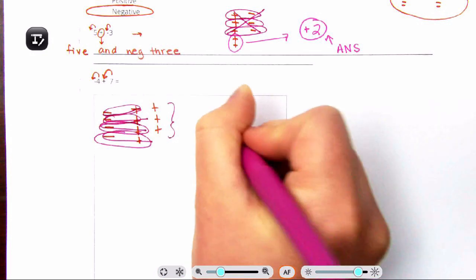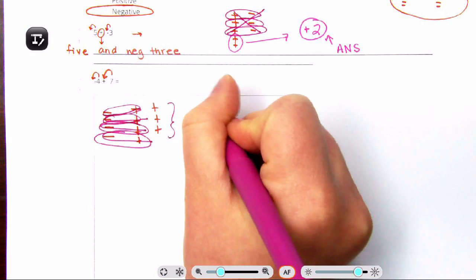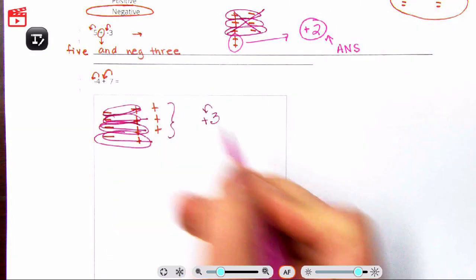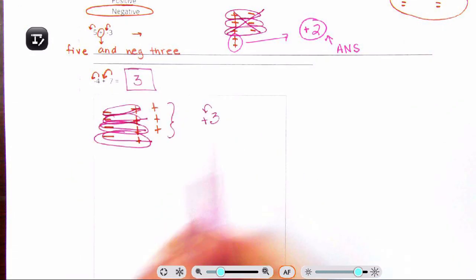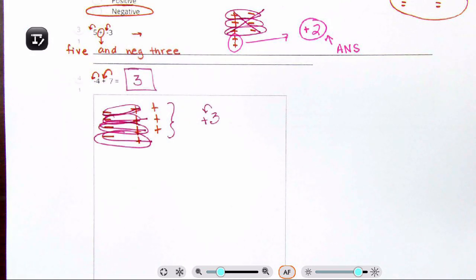What are we left over with? We are left over with 3. 3 what? 3 positives left over. You can write your answer as 3 or you can write your answer as a plus 3. That is your choice. Let's move on to number 5.